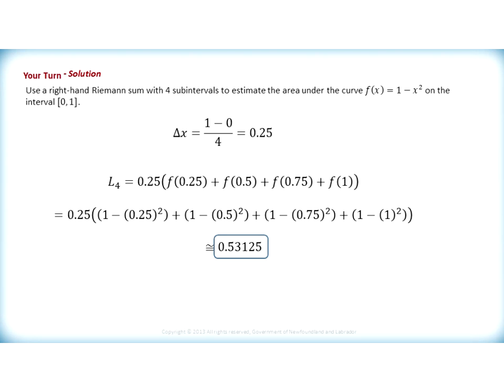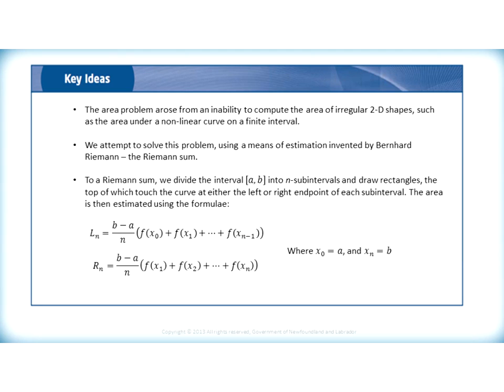So there's your solution all worked out, and that's what we get using a right-hand Riemann sum with 4 subintervals. See, I did change it. Okay? And then we'll highlight some of the key features that we had here. So the area problem arose from an inability to compute the area under irregular 2D shapes, such as the area under a nonlinear curve on a finite interval. So one way we attempted to solve that problem was using a means of estimation, invented by a really, really old guy named Bernhard Riemann, and he called it the Riemann sum, or we did. I don't know who named it, but he invented it.